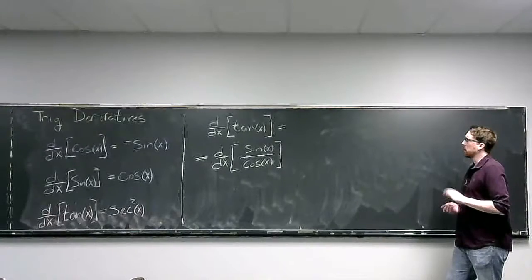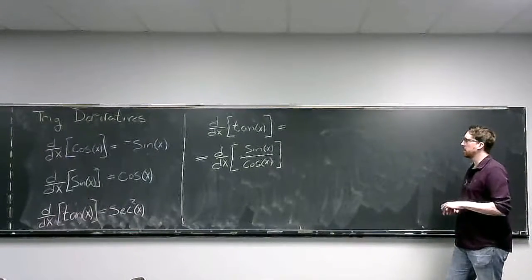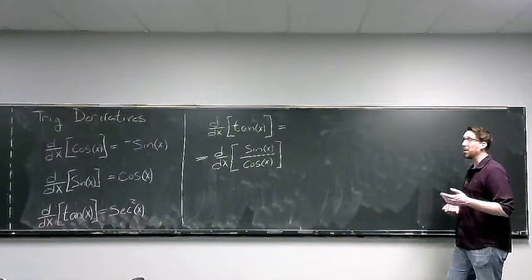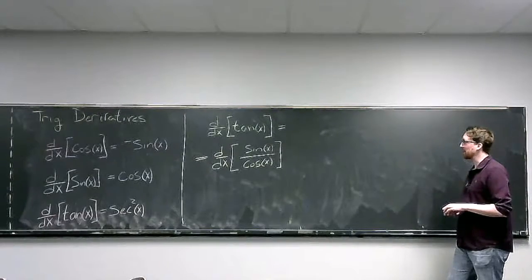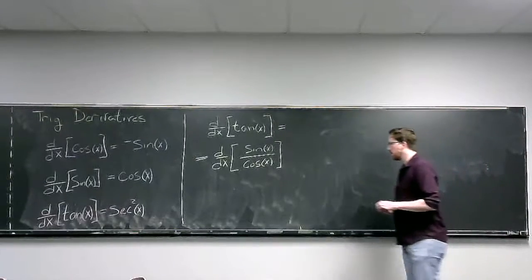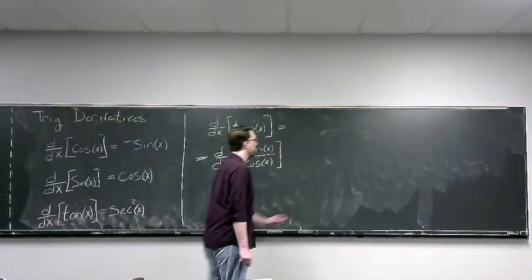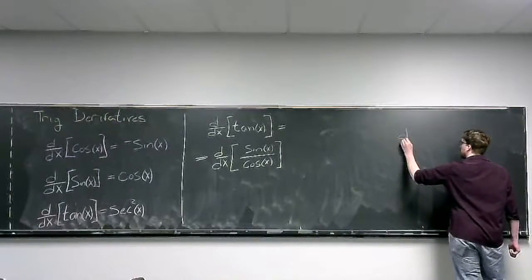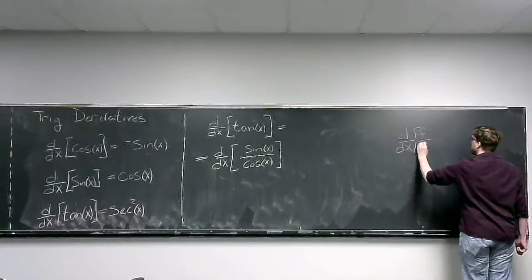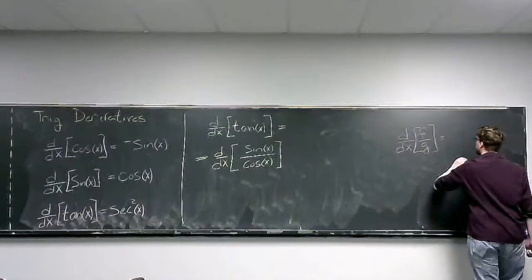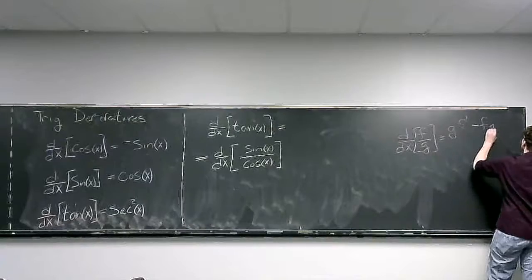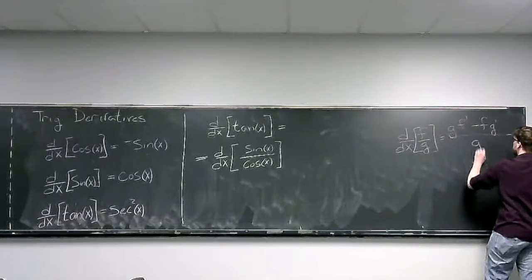Well, that's a quotient. That means I'm going to have to use the derivative rule, I mean the quotient rule. The quotient rule is what I need to say. So I have to use the quotient rule. The quotient rule tells us that d dx of f over g is equal to g times f primed minus f times g primed, all divided by g squared, right?